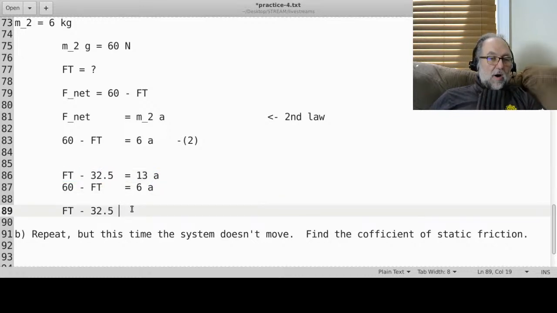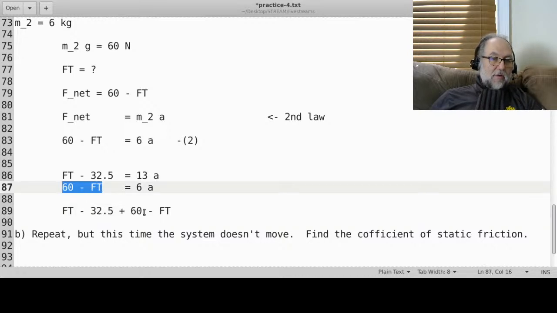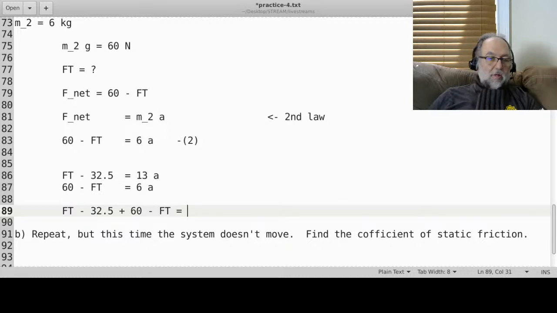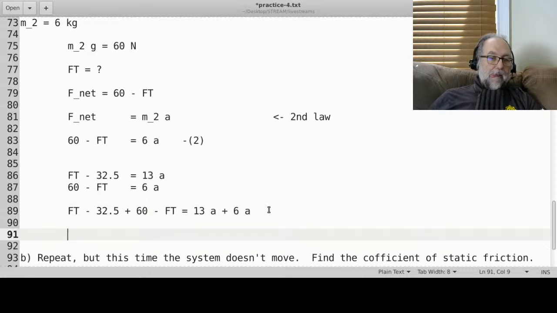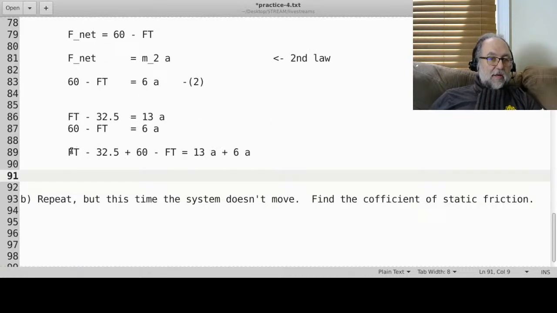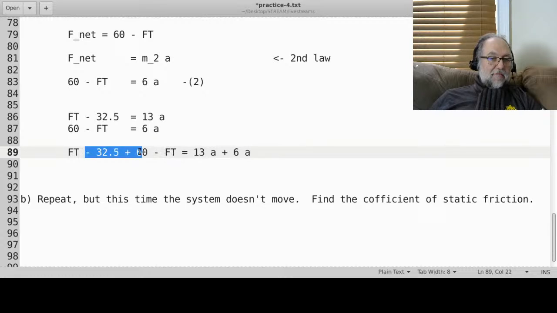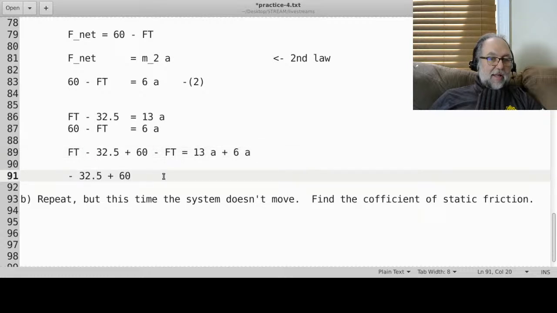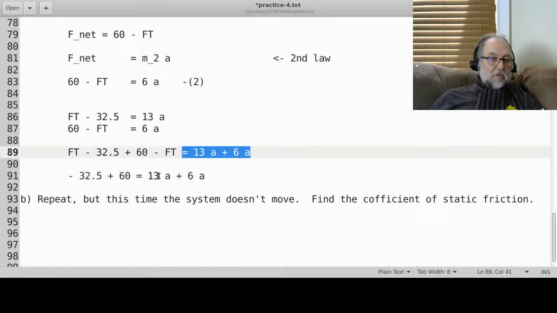So there's one plus, there's the other one, like that. Okay, and that's going to equal this one plus that one, like that. Okay, and you'll notice that FT here cancels FT there. So you're just going to have, well, I'll put it in another line. You're going to have that is equal to, and 13 plus 6, what's that equal to?